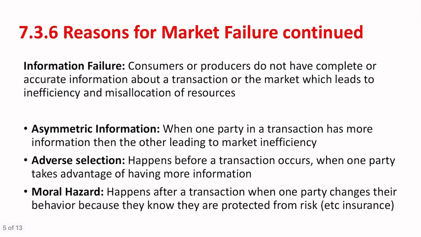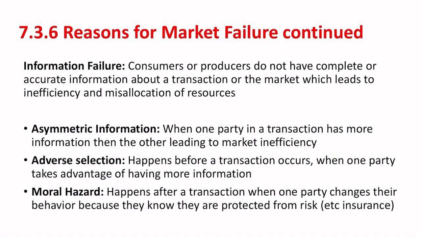Now, another reason for market failure is information failure. This is where consumers or producers do not have complete or accurate information about a transaction or the market, which leads to inefficiency and misallocation of resources. A form of information failure is asymmetric information. This is when one party in a transaction has more information than the other, leading to market inefficiency.